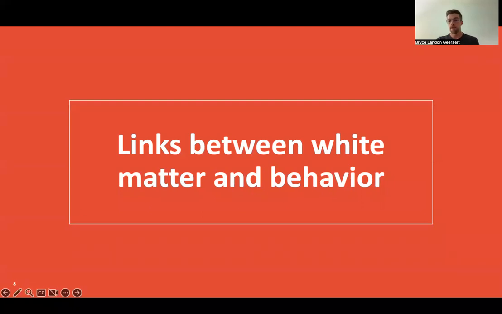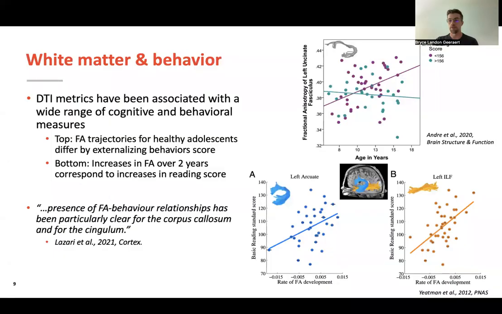Okay, so links to behavior. This is a big topic. There's lots of different kinds of behaviors out in the world, of course. So I'm just going to give a couple examples and hopefully give you an idea of the general trend. DTI metrics, FA and MD mostly, have been associated with a wide range of cognitive and behavioral measures. The general trend is higher FA and lower MD. That's the trend we see in development. Those are linked to presentations of more mature behavior, so better reading skill or improved emotional control, things like that.